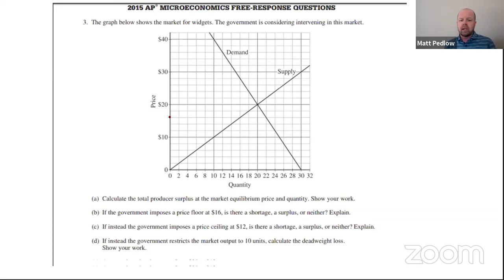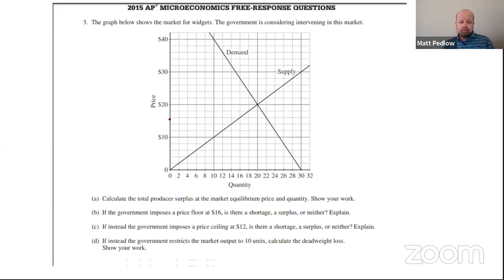What is that going to do to the market? And the answer is nothing. They're not charging any less than $16. They're charging more than that. So the price floor would have to be somewhere up here in order to be effective. So the answer for B, neither, and you could write down because it's not binding. When we get to price floors and price ceilings, we'll talk a little bit about what binding and non-binding mean, but it simply means it's not going to affect the marketplace at all, okay?